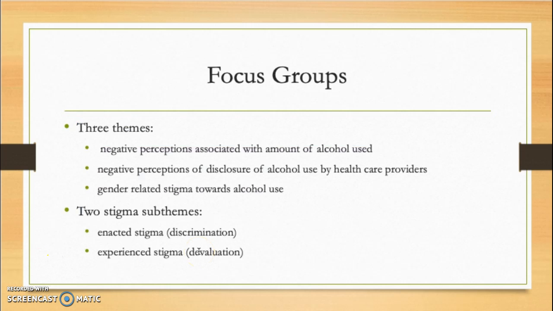For the focus group data, there were 3 themes that emerged: negative perceptions associated with the amount of alcohol used, negative perceptions of disclosure of alcohol use by healthcare providers, and gender-related stigma towards alcohol use. There were 2 stigma sub-themes that emerged, and they also align with the perceived alcohol stigma scale: enacted stigma discrimination and experienced stigma devaluation.